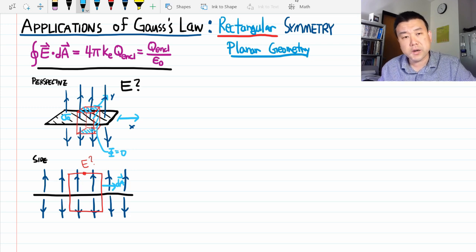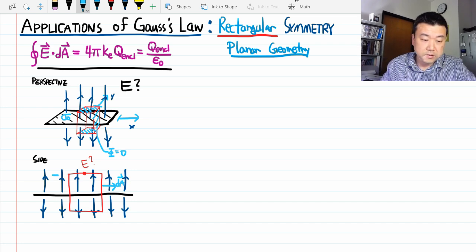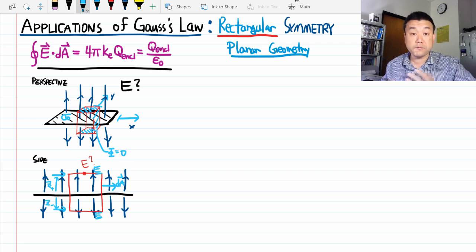I want to be extra careful here. I arranged this Gaussian surface in such a way that this distance here, call it G plus, is the same as the distance here, G minus. Because I want to be able to say, based on the reflection symmetry, that the electric field magnitude here must be the same as the electric field magnitude here. Otherwise, it would violate the reflection symmetry that you see.